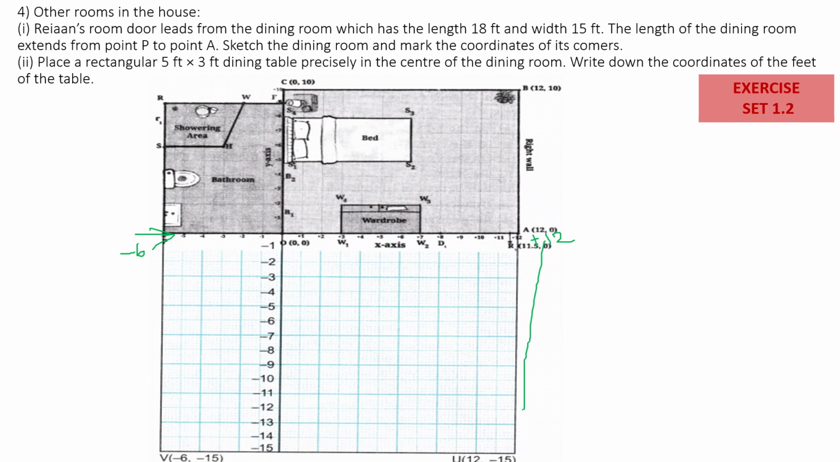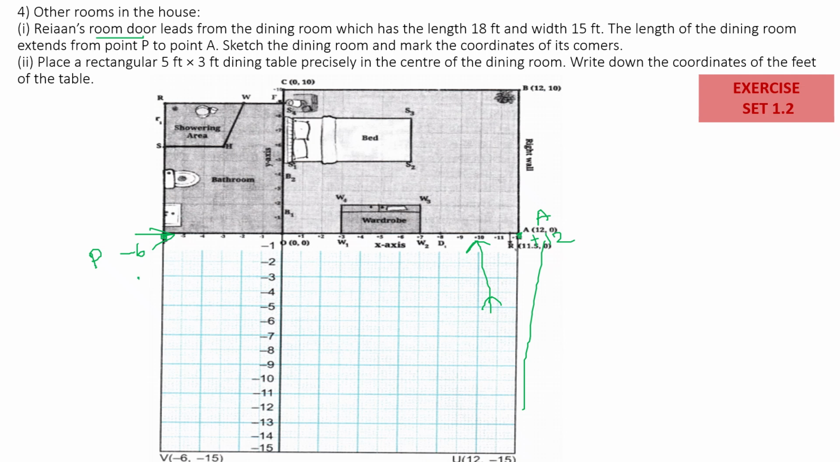Now coming back to the length of the dining room. One more thing they mentioned: Rayan's room door leads from the dining room. So this is the dining room, and from the dining room he is entering the bedroom through this door. And the length of the dining room extends from point P to point A. This is our point P and this is our point A, so the length starts from P to A.